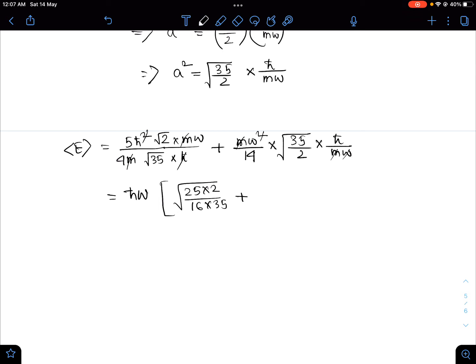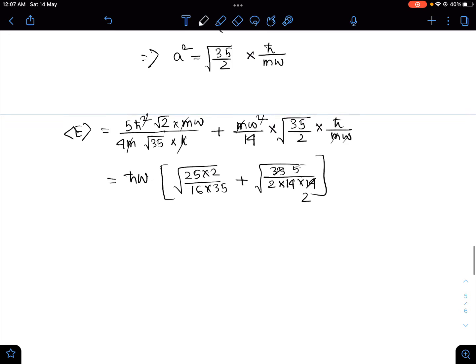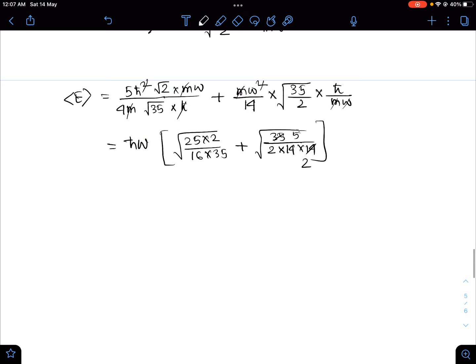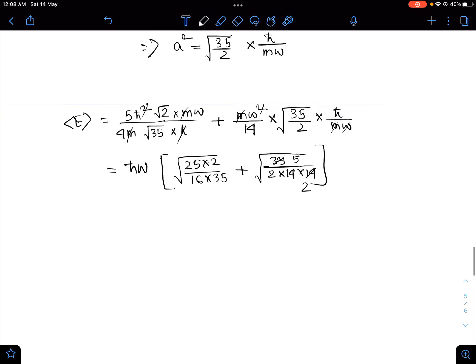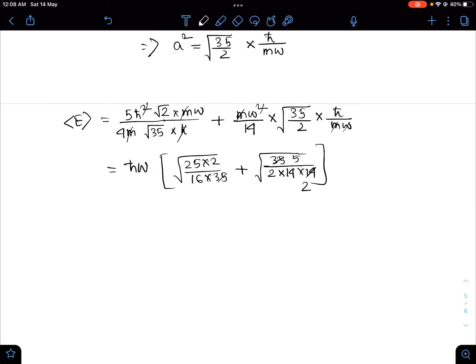For the second term, we will have root under 35 by 2 multiplied with 2 14s. So this will be 2, this will be 5. And in that case, this is 7, this is 5, and it will be 8. So it will be h cut omega root under 5 by 56, and here we have root under 5 by 56.